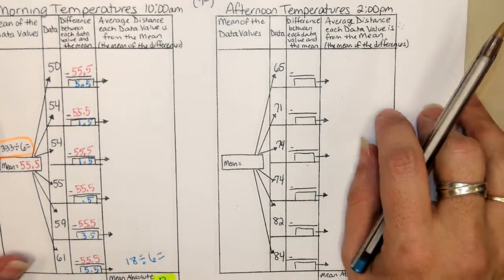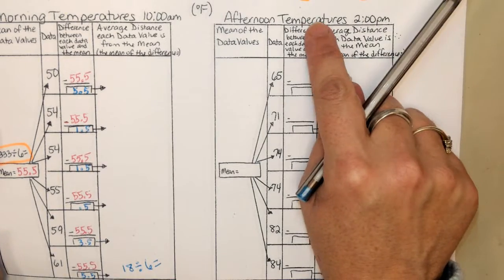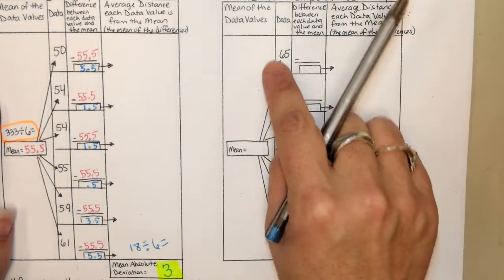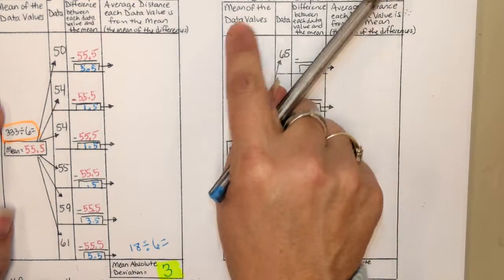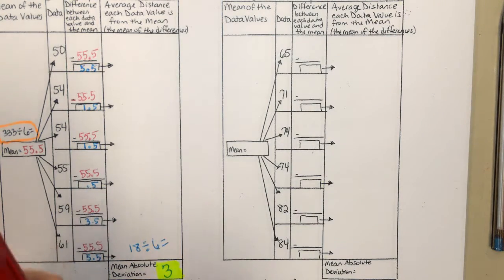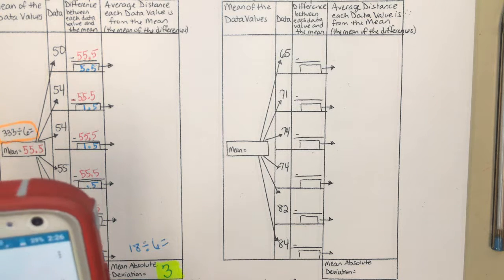So, here we go. Now, let's do another one. This one is called Afternoon Temperatures at 2 p.m. Think about it. These are some temperatures, 65, 71, and so on. First, we want the mean of the data values. We've got to add them up and divide by however many there are.